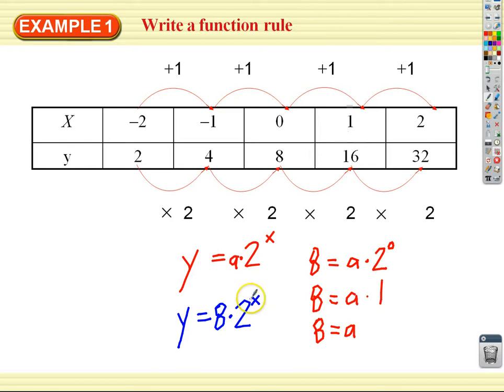2 to the -1. Well, that means 1/2. What's 1/2 times 8? It's 4. Good. 2 to the -2. Plug that in here. That's 1 over 4. 1/4 of 8 is 2. So we have a function rule here. And that's how you do that. We're just looking to see, can we find the pattern and write a rule around it.